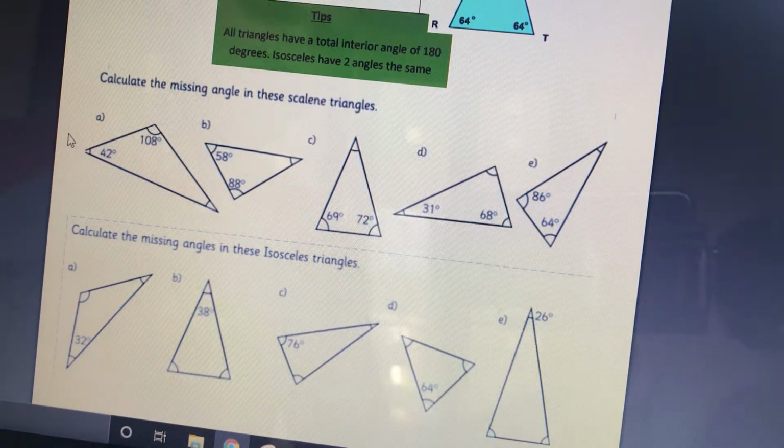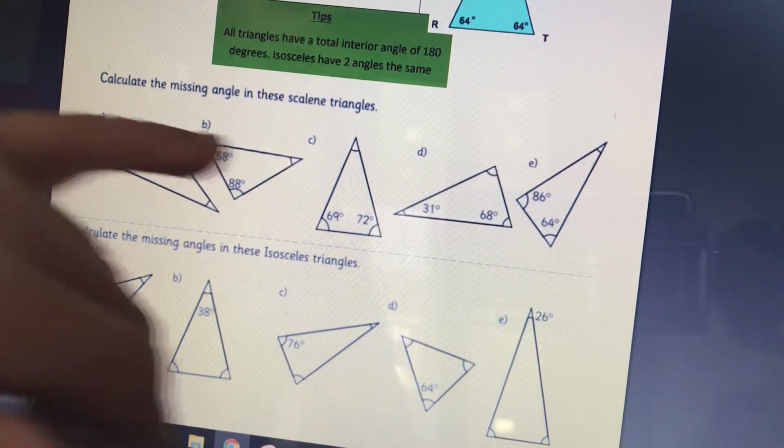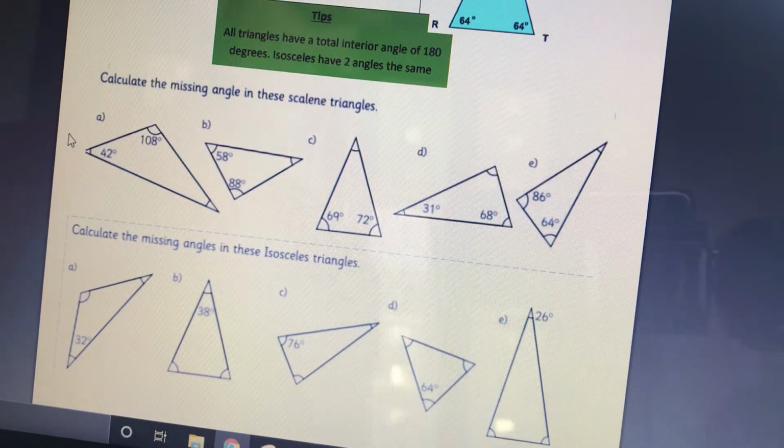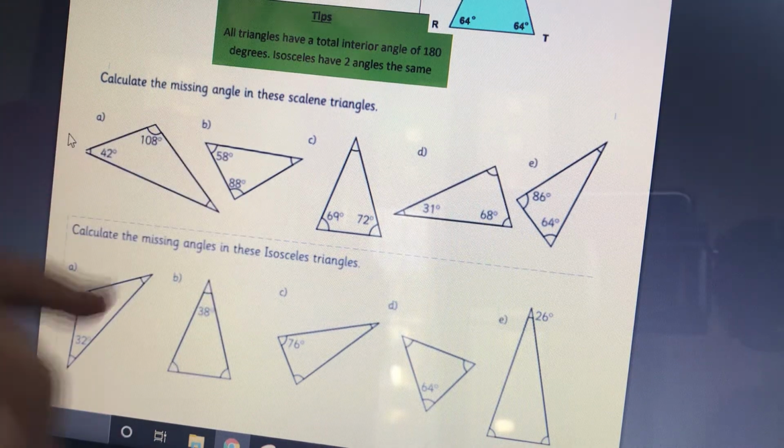What have you got left? So I'm not going to go through those answers. Add them together and get that last one to 180. Okay, and that goes for all of these ones. So 68 out of 31, what is that? How many left to 180? Okay, I am going to go through the isosceles ones though, because remember, isosceles, 2 angles are the same.